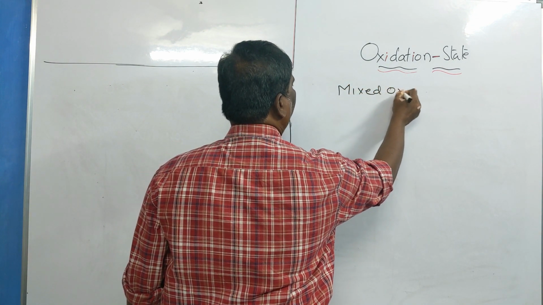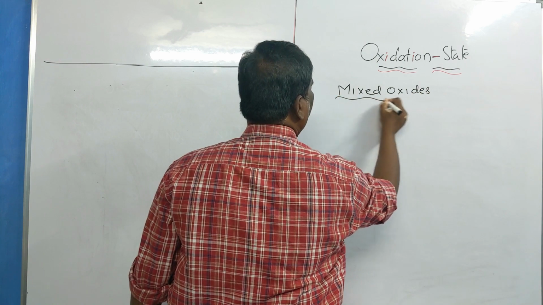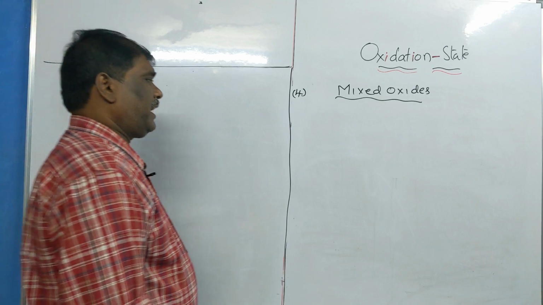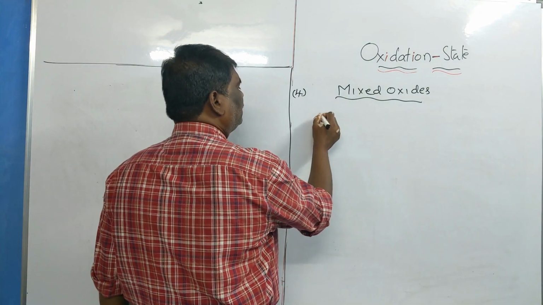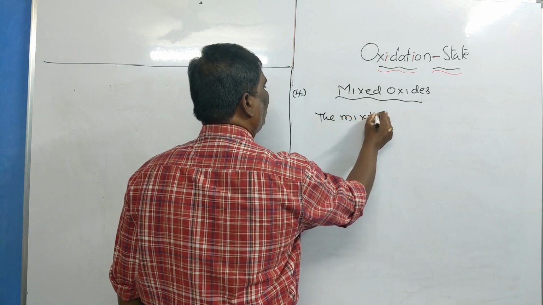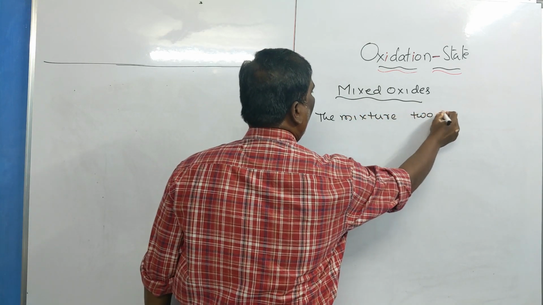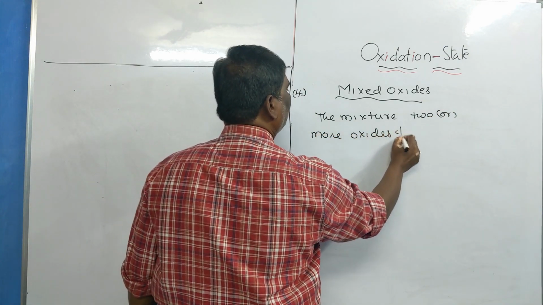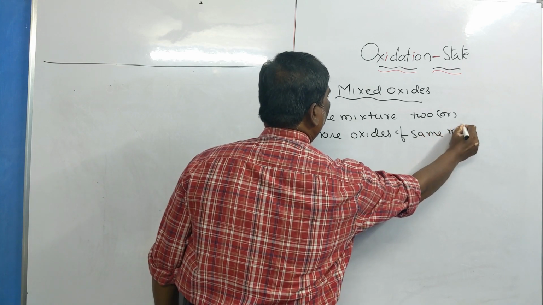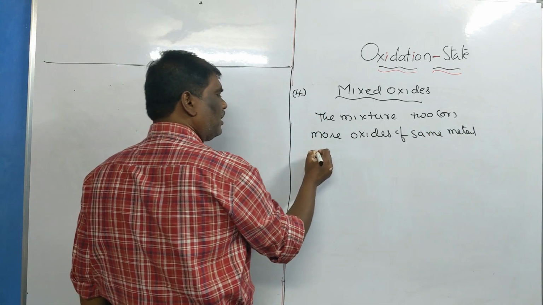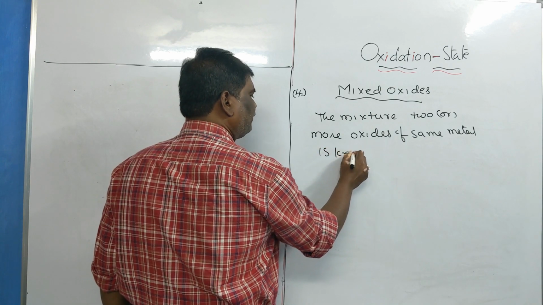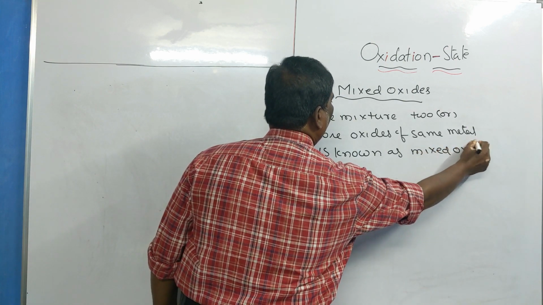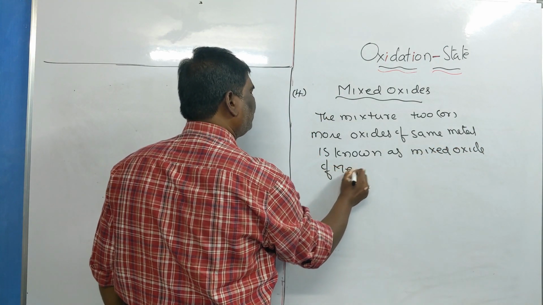Mixed oxides. Now, a mixed oxide, the mixture of two or more oxides of the same metal, is known as a mixed oxide of the metal.